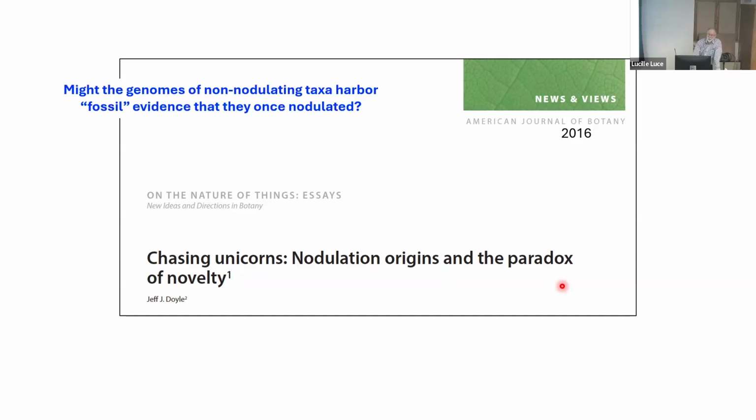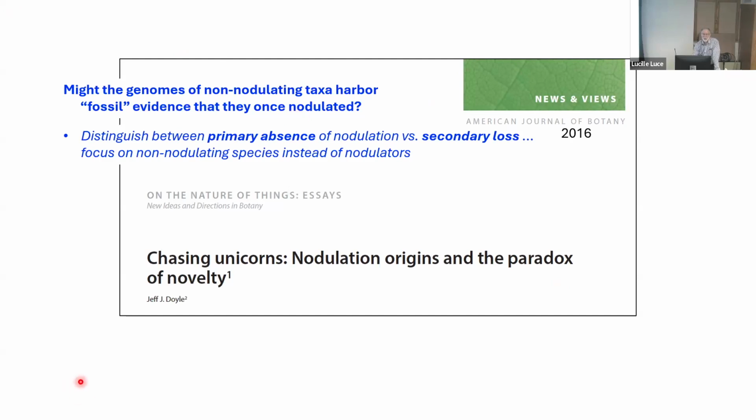So one of the things we thought about, this was following other work, it's not unique to me, my application to the legumes or to nodulation was maybe unique, but the idea was out there in other areas. Might the genomes of non-nodulating taxa harbor fossil evidence that they once nodulated? So that would help us to distinguish between primary absence of nodulation and secondary loss. And focusing on non-nodulating species instead of nodulators. So instead of asking whether nodules are homologous, we could ask for evidence that some plants that no longer show nodulation had actually once been able to nodulate. That's what we're trying to do.